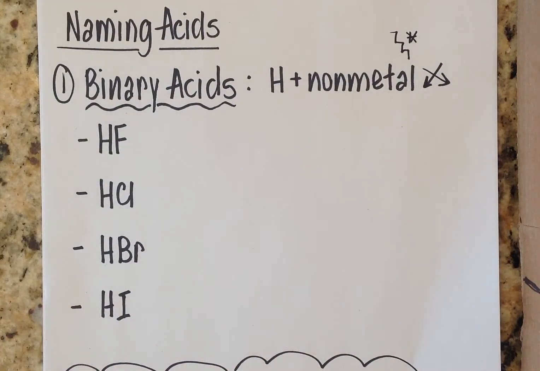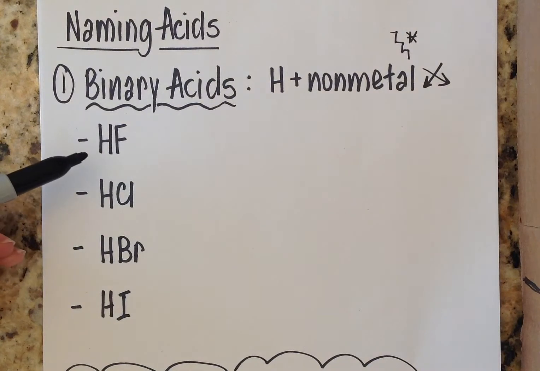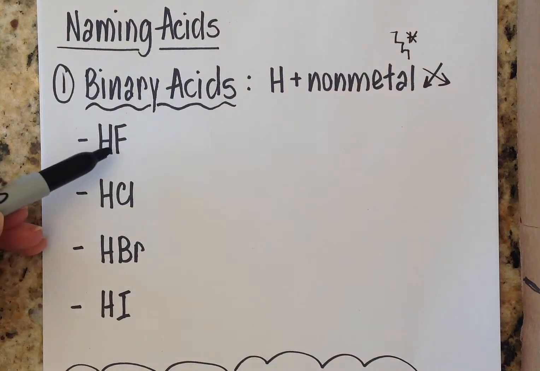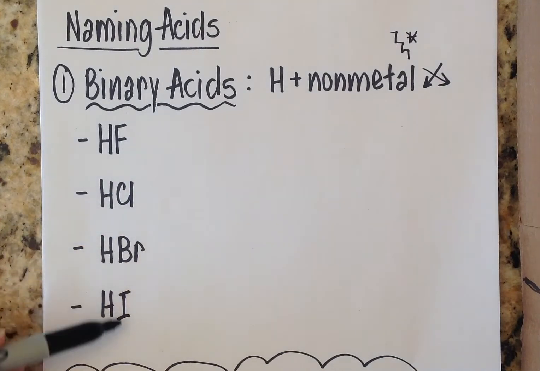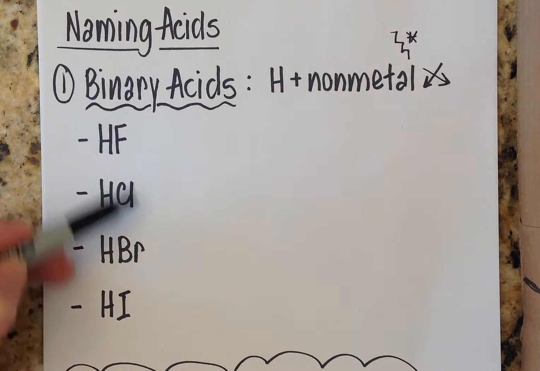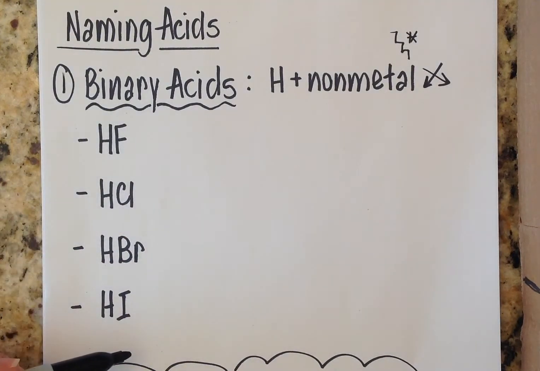So we're going to look at these and name them. Now, the rule for naming these is just super easy. For all of these, you know they're acids because there's an H in the front. You know that all of these are bonded to one nonmetal. You have a fluorine, a chlorine, a bromine, and an iodine. That makes these binary acids.